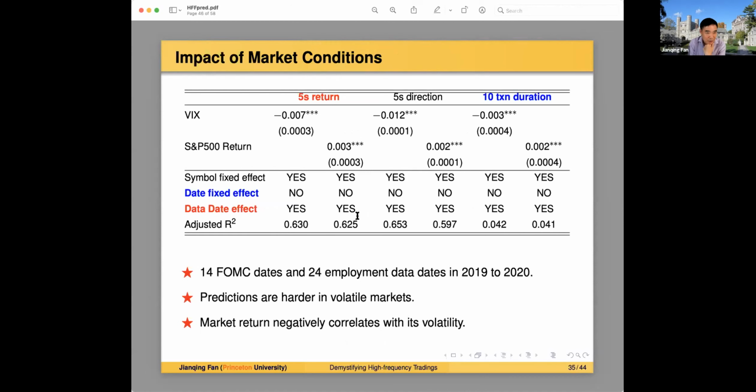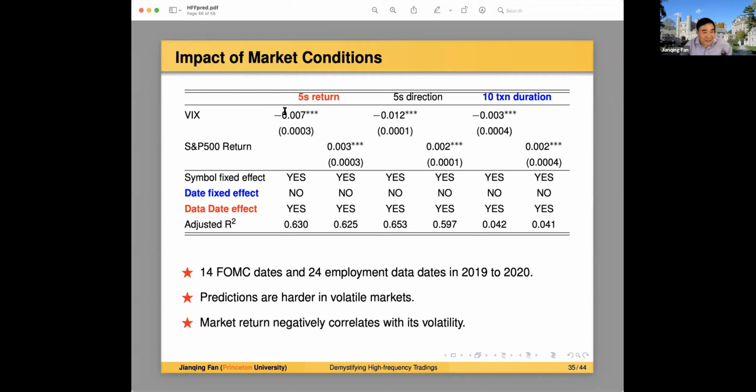We also check the impact of market conditions. In particular, take VIX as an example: in highly volatile markets, it's harder to predict. In this case, I can always adjust for each individual stock, but I cannot adjust for date effect, because every stock shares the identical market environment. So you cannot have both date effect and VIX effect. Instead, we replace it by an event effect, which is an indicator variable for whether it is an FOMC announcement date, or a labor department employment data date. Certainly it does have impact, and this is the best adjustment we can make.